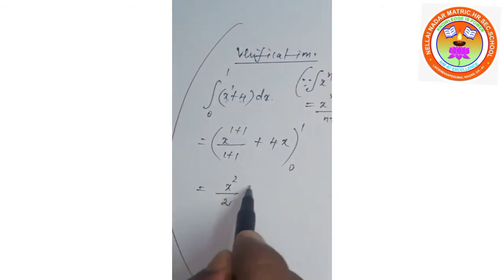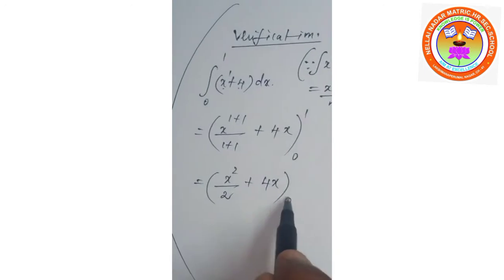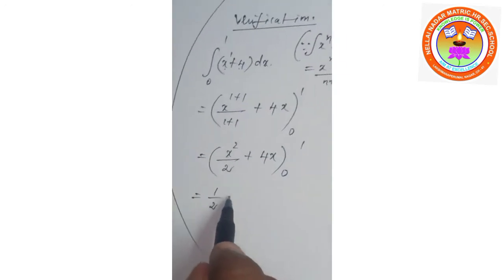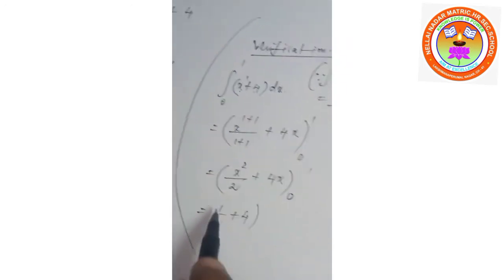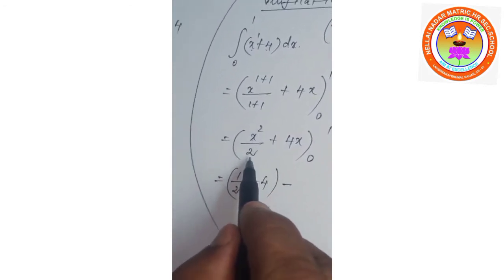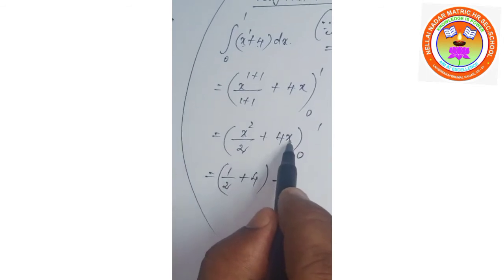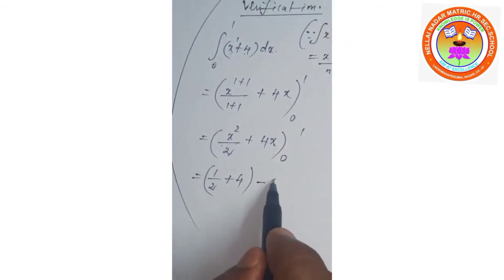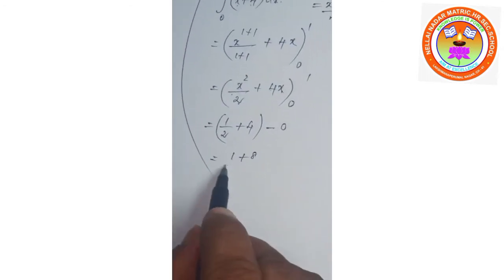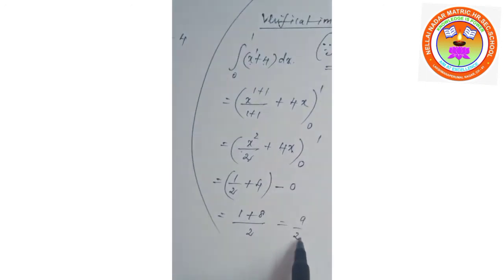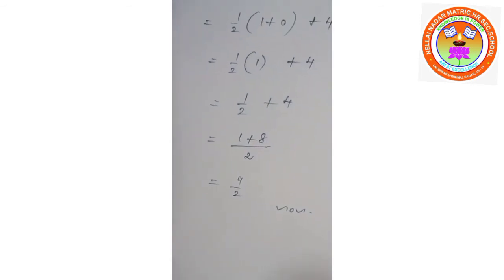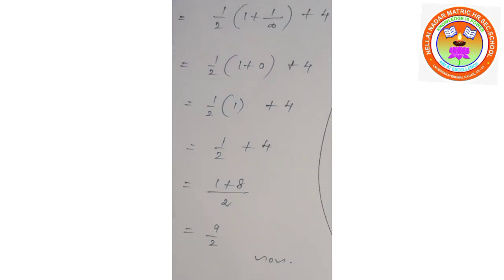X power 2 by 2 plus 4x, limit 0 to 1. What is the upper limit? 1. Replace x by 1. 1 squared is 1 by 2, 4 into 1, 4. Upper limit over. Minus, substitute x equal to 0. 0 square, 0. 0 by anything is 0. 4 into 0, 0. 0 plus 0, 0. Totally 0 only. Equals 1 plus 2 4s are 8 divided by 2, that is equal to 9 by 2. Look at that, same 9 by 2. So problem number 1 is over. I'll be teaching problem number 2 in the next video. Thank you, children.